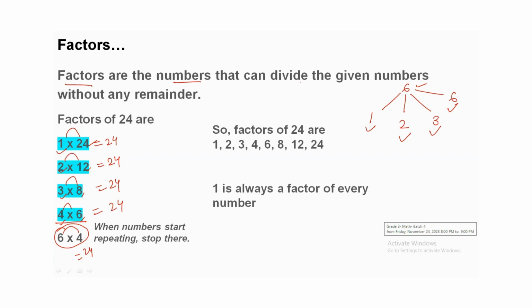Understood? Okay, now one thing we need to note over here is that 1 is always a factor of every number. Unlike multiples, factors are always equal to or less than the given number.